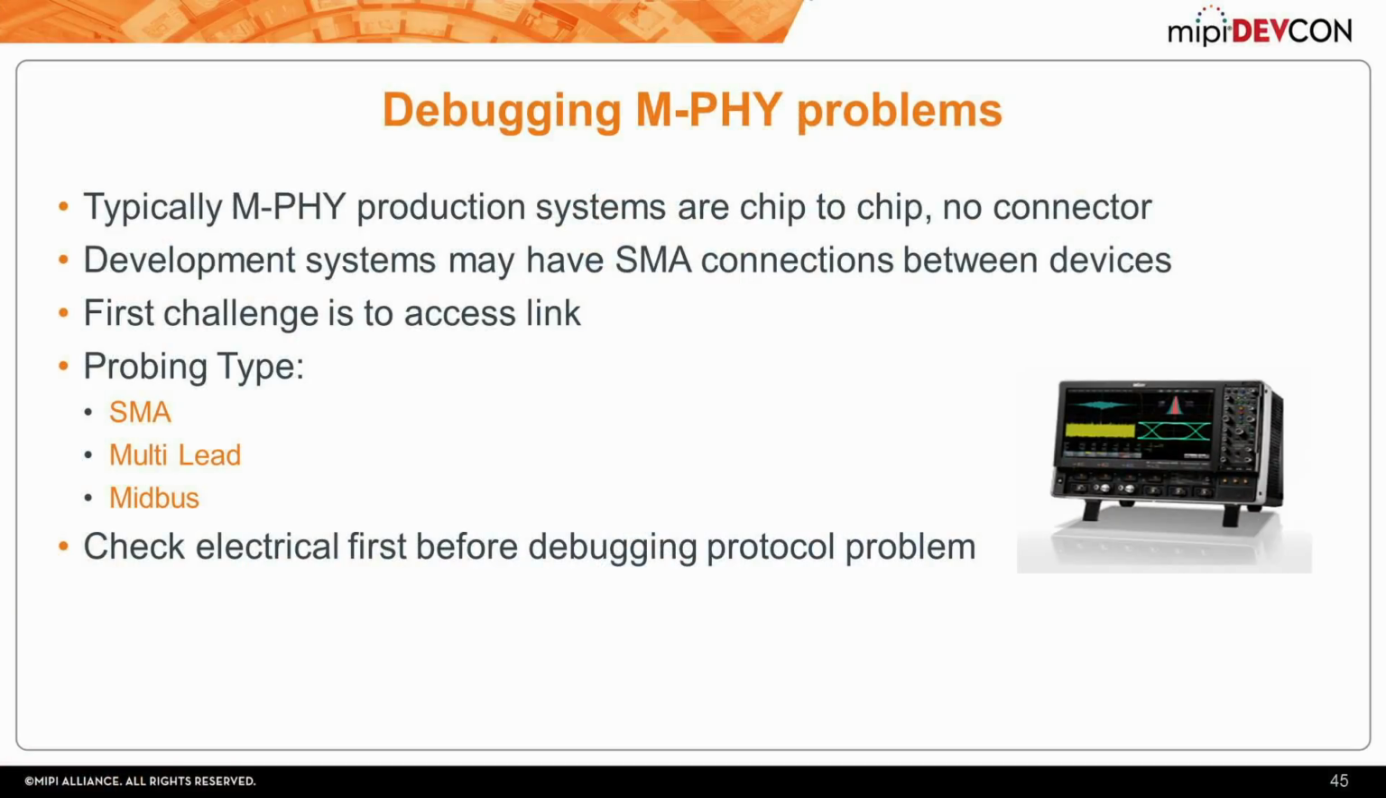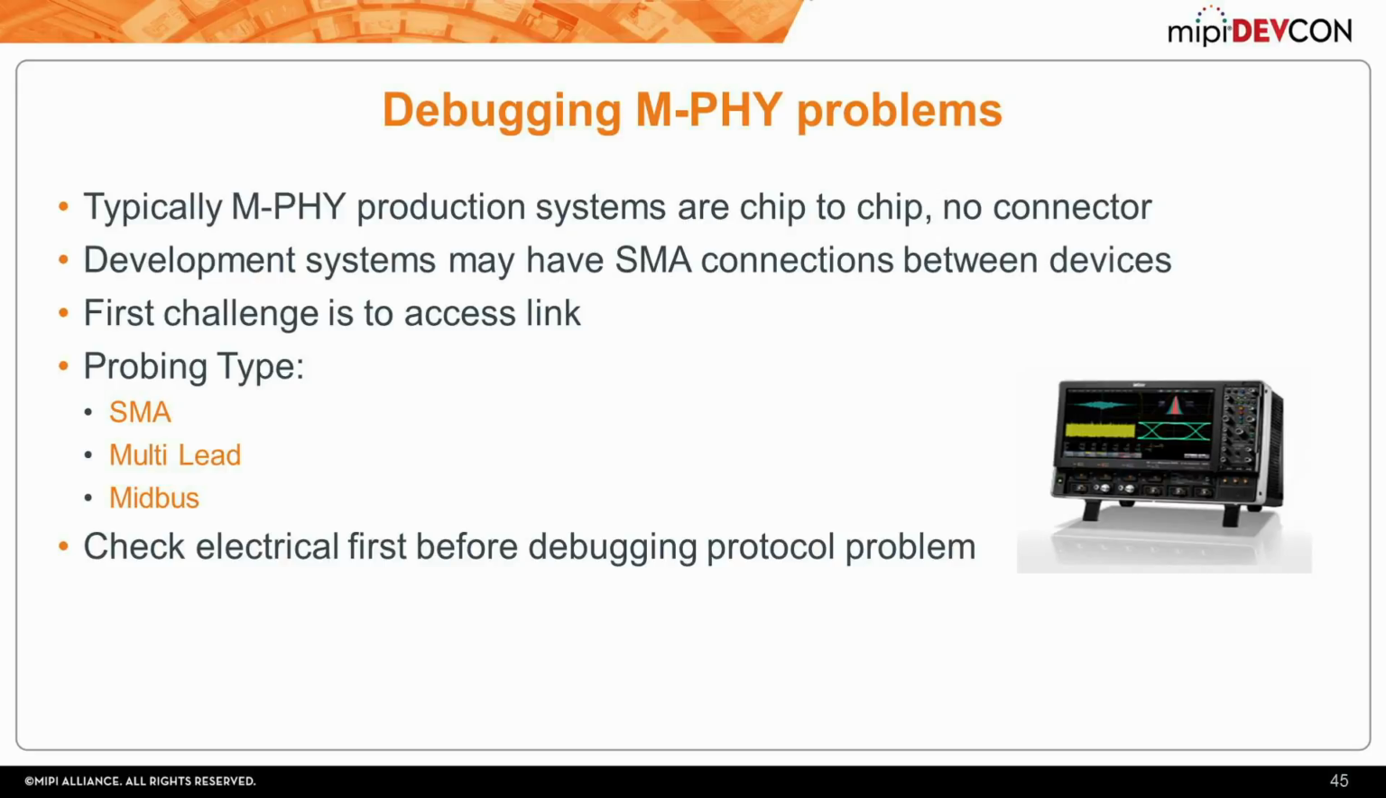So what's challenging with M-PHY, compared to other protocols like USB or PCI Express, is it typically doesn't have a connector. So you're dealing with chip-to-chip systems, often very small and a very tiny PCB. Some development systems may have SMA connections, so that makes it easier to access it, but the primary challenge is to get access to the link.